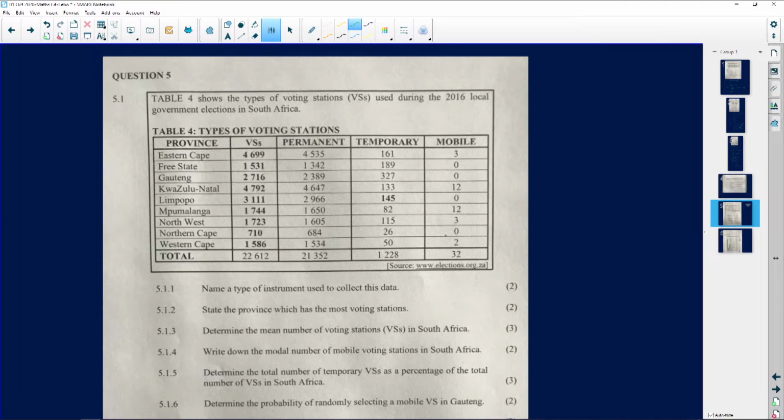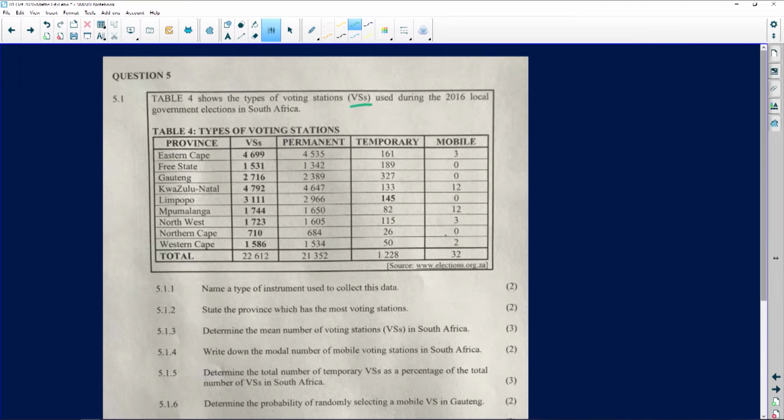So it says to us that voting stations is shown by that VS over there. So we know every time we see VS, it represents voting stations used during the 2016 local government elections. And it's so funny, we're always coming across local elections and them using the local elections for us. So maybe it's a paper that was done around that time, I'm not sure. It says to us the types of voting stations.